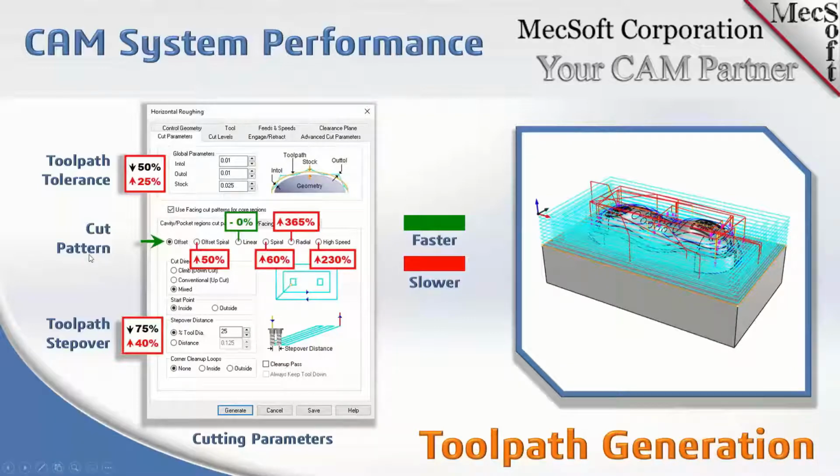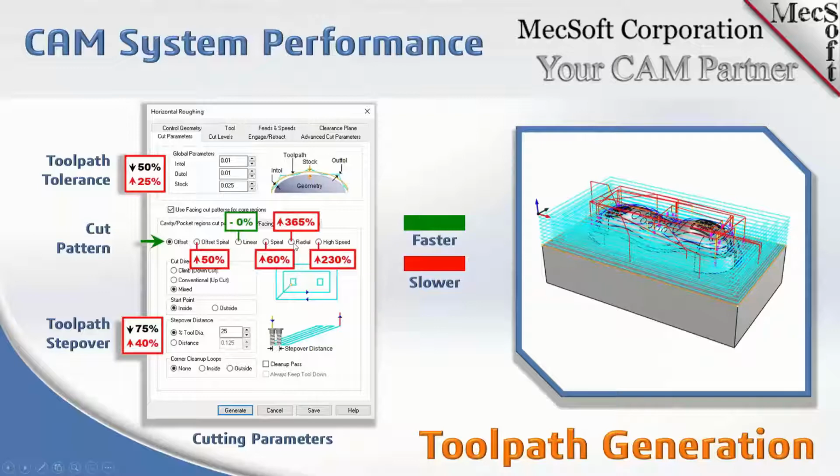And then another area that can contribute to that is your cut pattern. The offset cut pattern is the fastest pattern. That and the linear are basically the same amount of time, depending also on your geometry, obviously. But if you went to an offset spiral, expect your generation time to double. If you go to a spiral, expect it to double with even a little bit more than that.